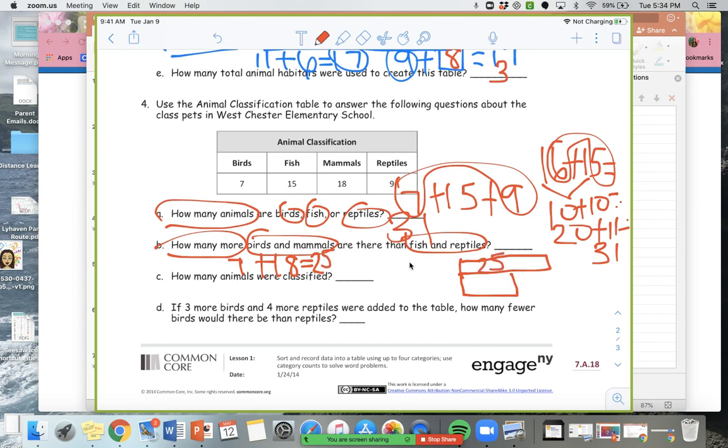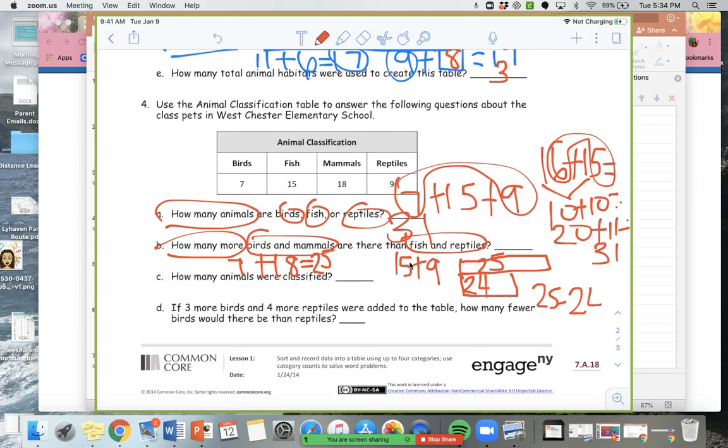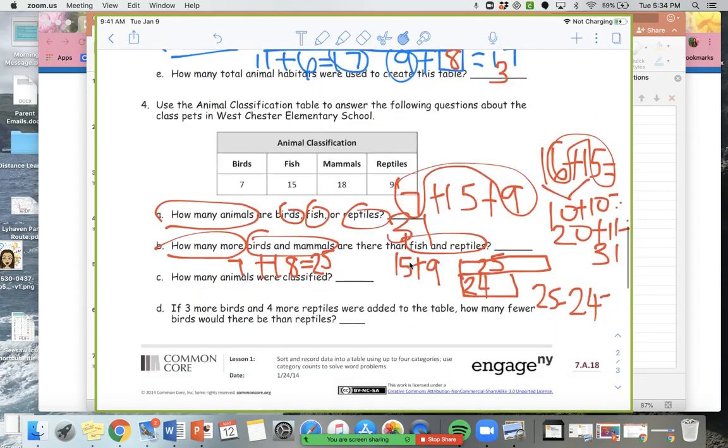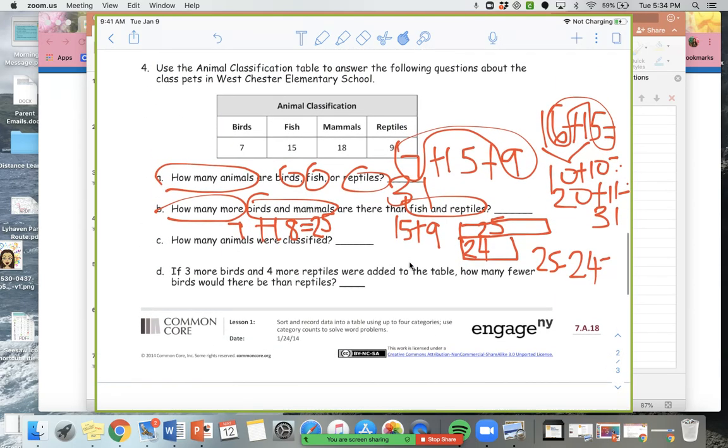And then fish and reptiles, 15 plus 9, which equals 24. So it's basically 25 minus 24, which equals, oopsies, 1. Sorry. Equals 1. Oh, I can't write it. It keeps moving. There we go. 1 is the answer. Okay? There was a lot of math right there also. So you really have to pay attention to what the question is saying.